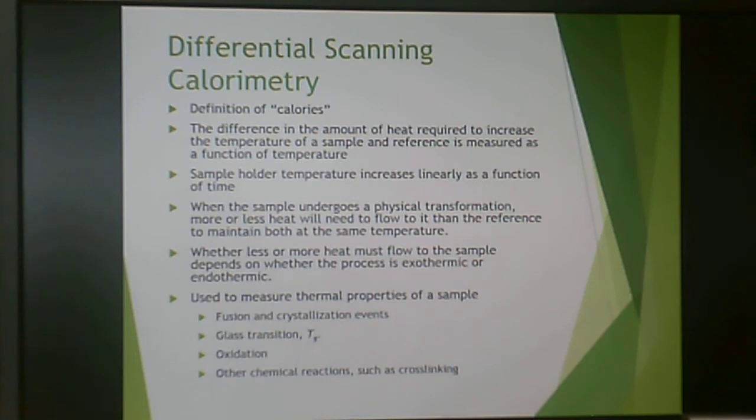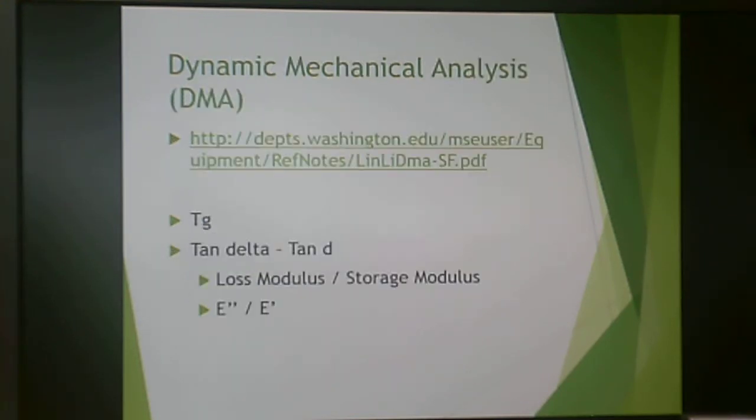So we look at those for fusion and crystallization events, in other words, cross-linking or crystallization, glass transition, oxidation, or other chemical reactions. And so typically your temperature range on this one, whereas TGA was like from room temperature up to 800 Celsius, this usually goes from -80 Celsius up to about 200 Celsius. So you can see different thermal behavior in DSC versus TGA.